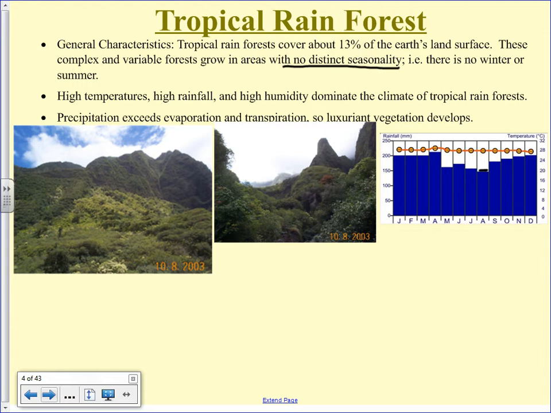All right, precipitation exceeds evaporation. That means flooding. Okay, there's more water coming down than can actually evaporate off the ground. All right, so it piles up, it puddles up, it floods. Okay, you get thick, luxuriant vegetation. Okay, high temperature, high rainfall, high humidity. If you don't like it muggy, do not go to the tropical rainforest. All right, it will be unpleasant for you. If you don't like bugs, don't go to the tropical rainforest. You will not have fun.